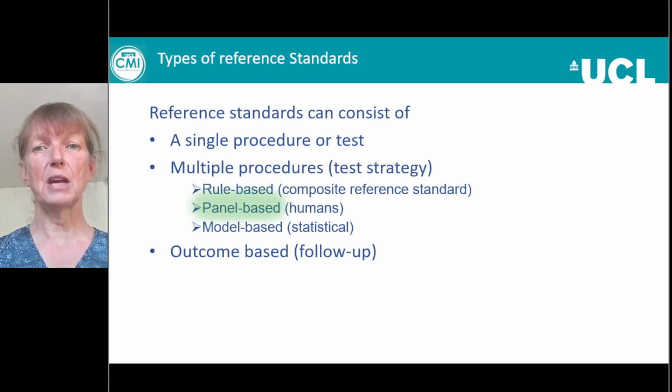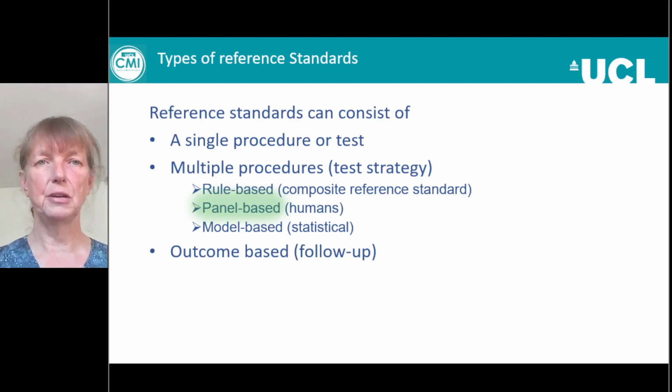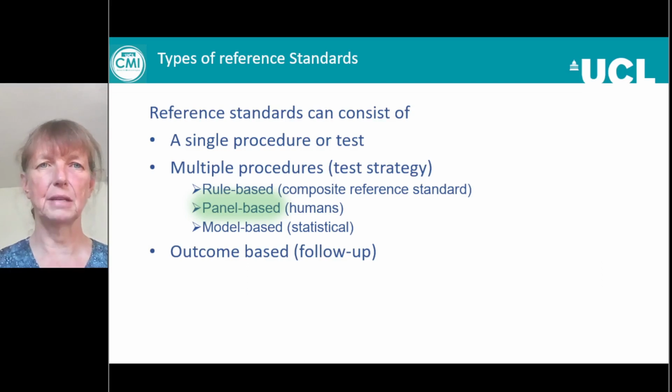Or else you could have a panel of people, so a panel-based response. Here you could have a set of humans who look at all the results and go, okay, in this case, A was really positive, B was only slightly negative, and C was slightly negative, so we're going to say that's positive. And then you could also use model-based methods.